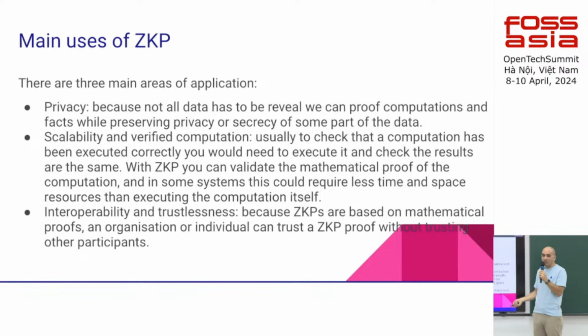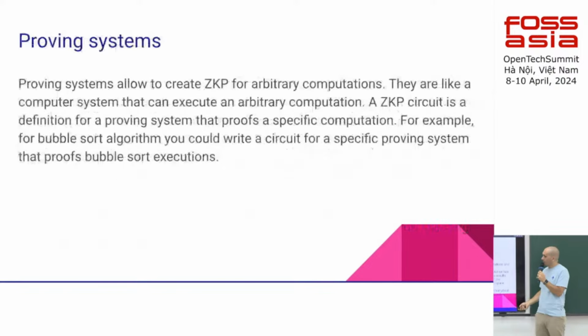And then it can be used also for interoperability. I can prove to you facts about a public blockchain, for example, and you can believe me and communicate between systems and between blockchains. Yeah. Then we have this concept of zero knowledge proofs.